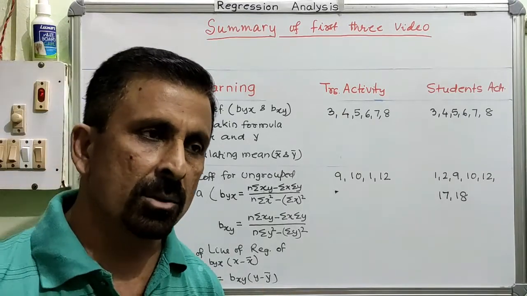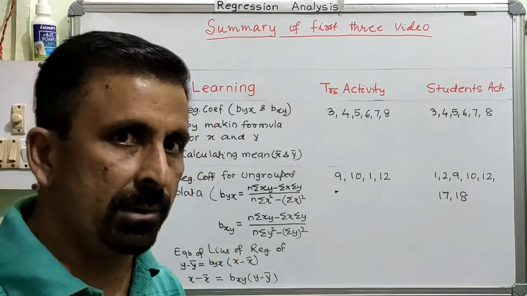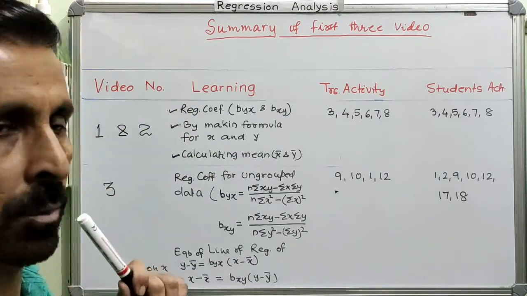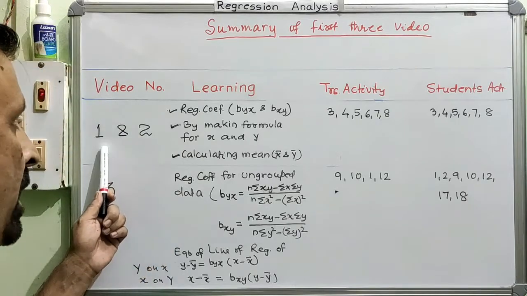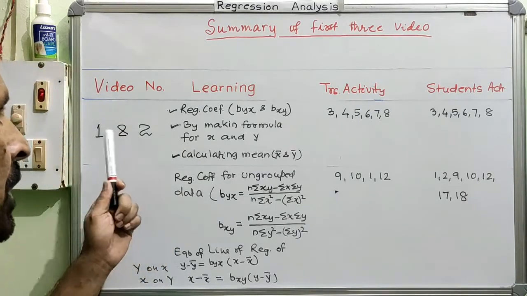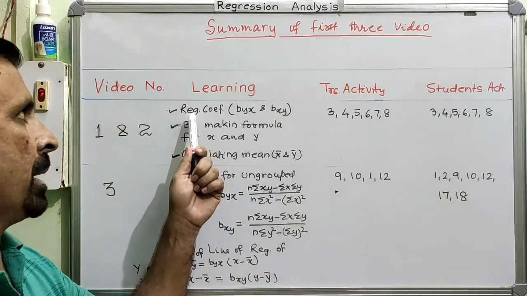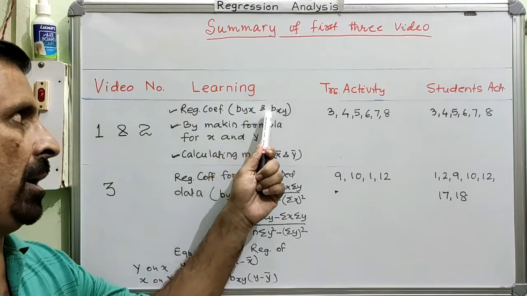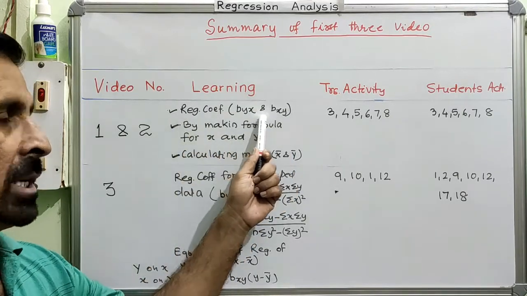Is this very clear? So this is a very quick summary of what we have done in the first three videos. Please look at it. Video number 1 and video number 2 were on the same content. From the first video, what we have learned is calculating the regression coefficients, that is byx and bxy. Clear? These two things we have learned.